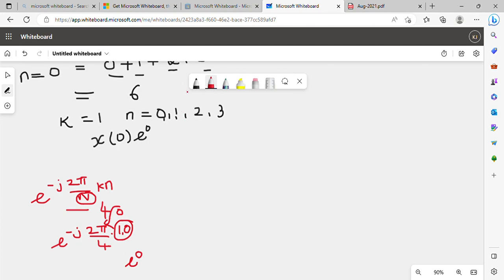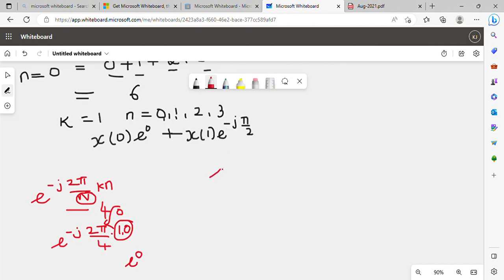I'll take the next one. So my next one is what? It is plus. Here there is no minus symbol in any of the values, so I can directly take it as plus. So it is plus x of 1 into. My n is 1 now and my k is 1. So my combination is n is 1 and k is 1. That is e to the power of minus j pi by 2. Why pi by 2? How did I get this? Let me just do it over here.